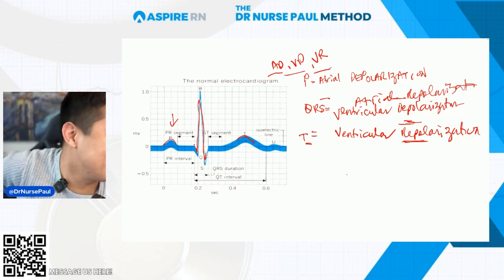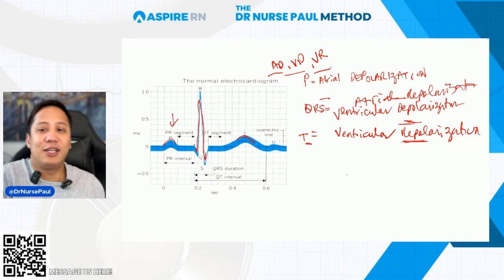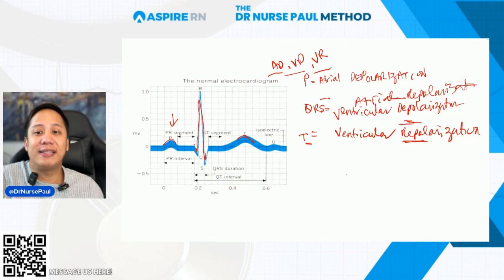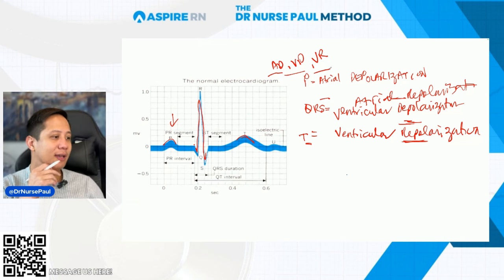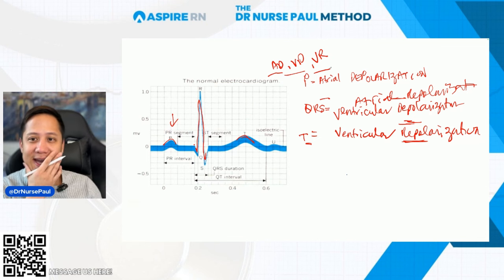I meant to say atrial depolarization, QRS, QRS. I'm still waiting for other people to answer. They're still figuring it out, or they're waiting for other people to answer so they can copy it. I'm just kidding. QRS, Joanne, it's already on your screen. Diana, it's already on your screen. Ventricular depolarization. All right. How about P wave?